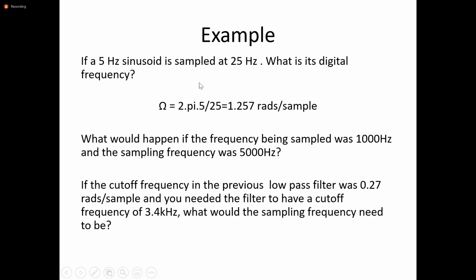However, we will tend to use radians per sample, so our omega, our digital frequency in radians per sample, is going to be 2 times pi times 5 over 25, which is 1.257 radians per sample.